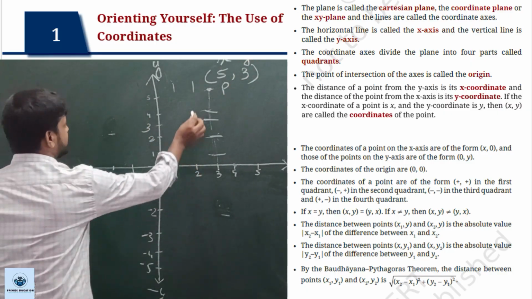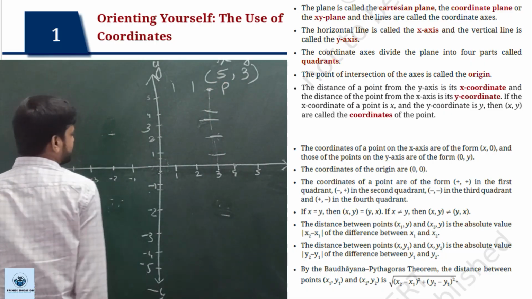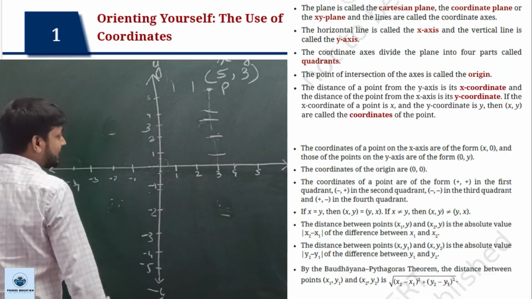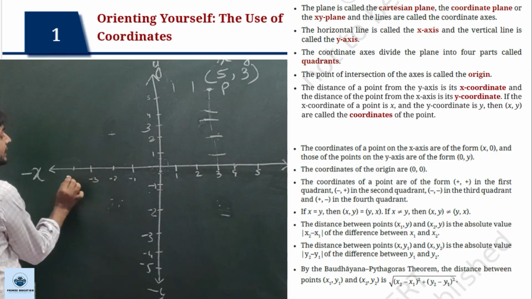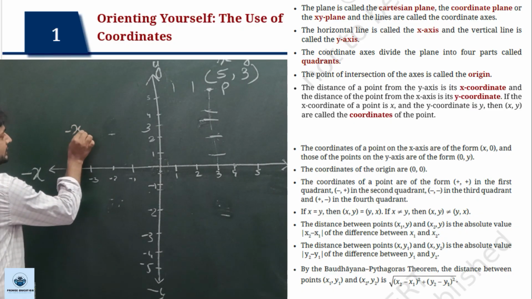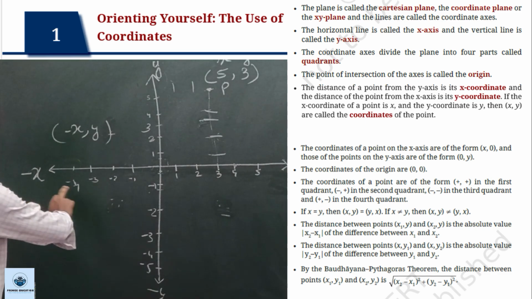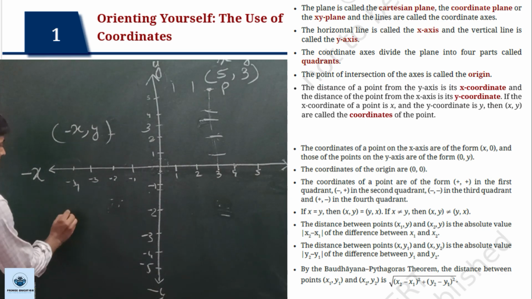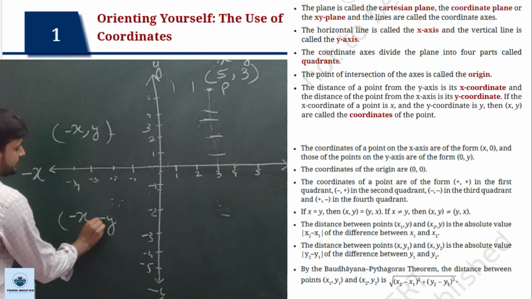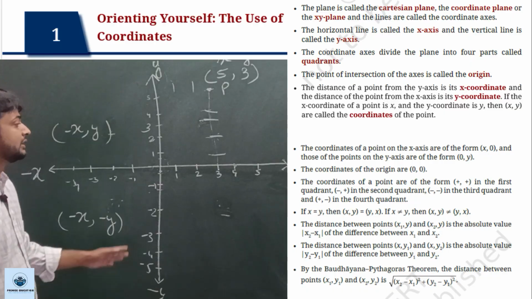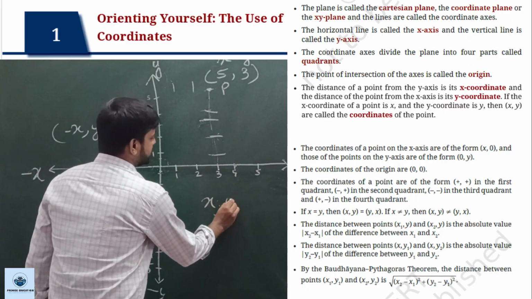Similarly, both the values are positive. X is also positive, y is also positive. But if you find the value in the second quadrant, then you can see x will be negative, so it will be minus x comma y positive. Then the value in the third quadrant will be x is minus and y is also negative, the minus x and minus y. Similarly, what will be the value in the fourth quadrant? That will be x positive and y negative.